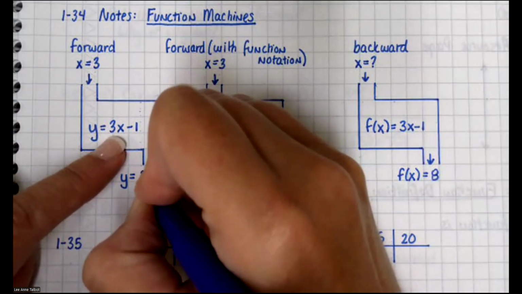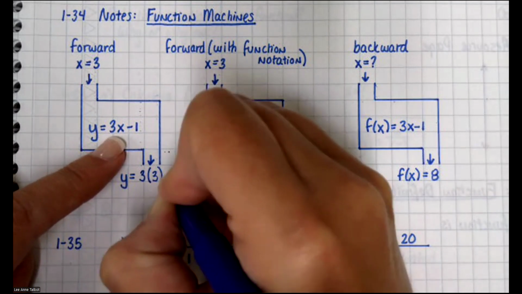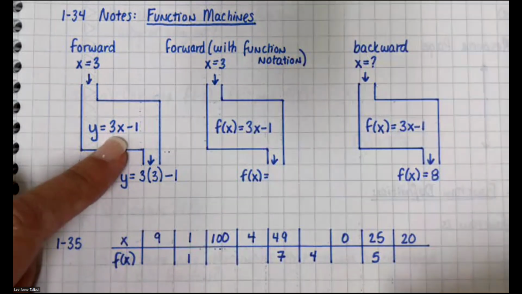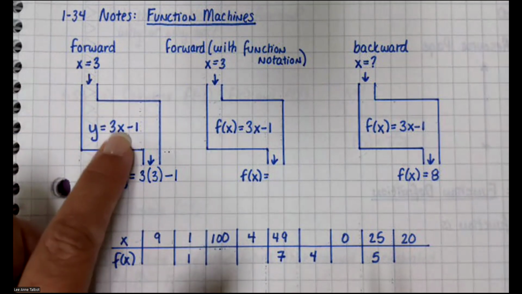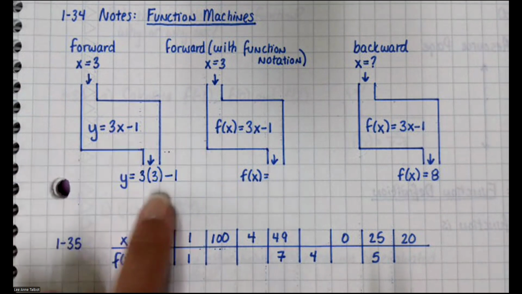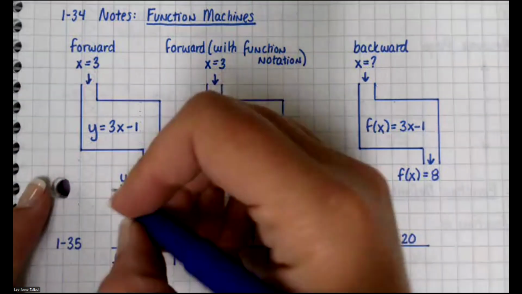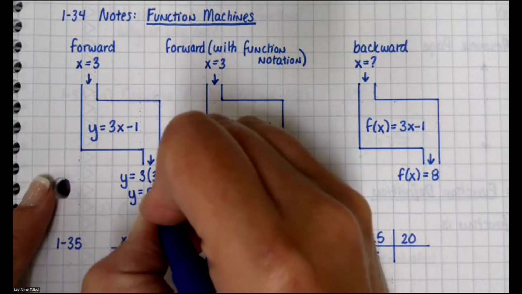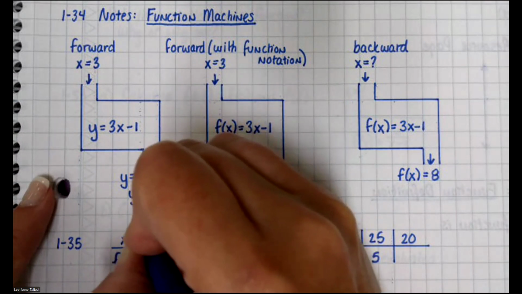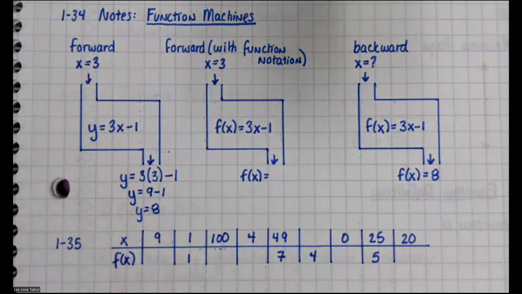So this one would be 3 times 3 minus 1. So I took my 3 and I plugged it in for x. And when they're right next to each other, that means multiplication. 9 minus 1, which is 8. Does anyone have any questions about that so far?